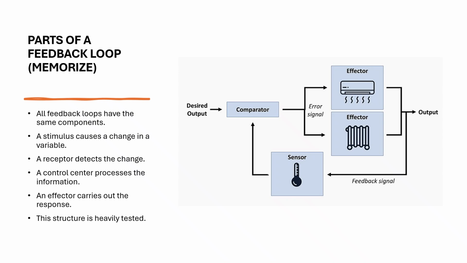Every feedback loop follows the same basic structure. First, a stimulus causes a change in a variable. A receptor detects that change. The control center processes the information and decides what to do. An effector then carries out the response.